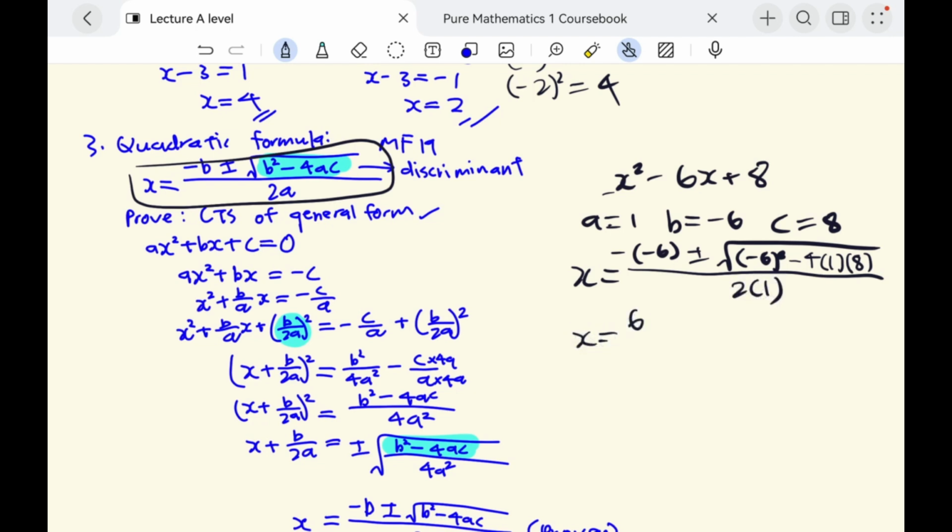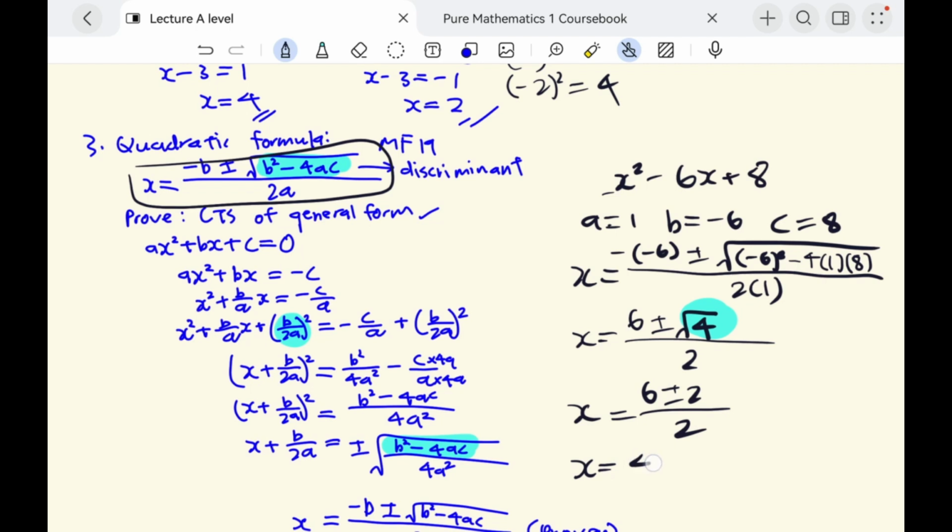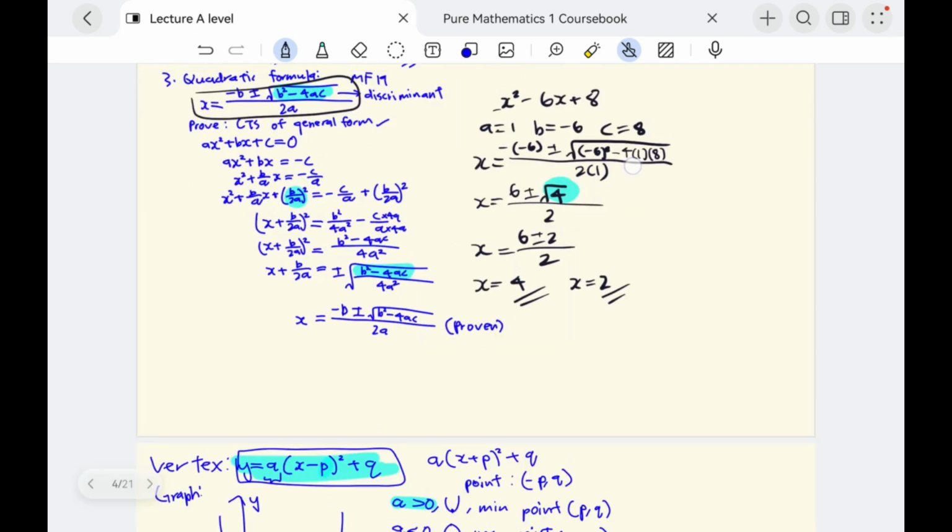So here you simplify as 6, here you have plus or minus, here you have 2, and use your calculator. So negative 6 squared is 36, and you have square root of 4. So you can see for the integer roots, your discriminant is a perfect square. And now you simplify this square root of 4, which is 2. And then you also found the same answer as the completing the square method above.